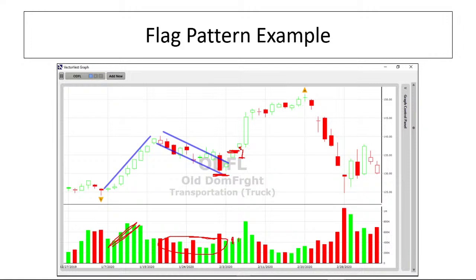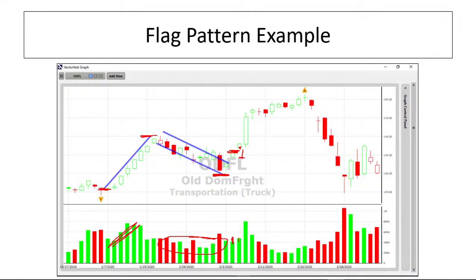Once you enter, you know where your initial stop loss is going to be. Then you can measure the flagpole, and you can say, okay, I take that price, subtract it from that price. Then I can add it to the closing price of the breakout candle and know where my initial profit target is.